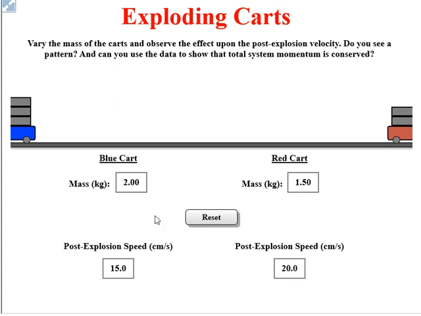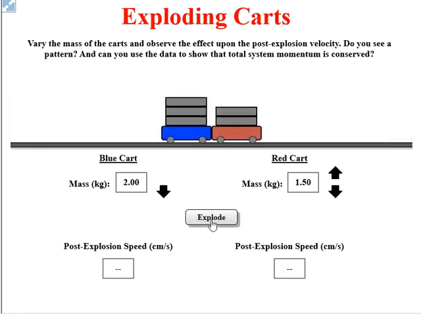So you can see that the values have changed. The blue one's gone down to a lower value. But look at the numbers. If you multiply 2 by 15, what do you get? 30. What happens if you multiply 1.5 by 20? What do you get? 30. So the magnitudes are the same. The relative size of the momentums are the same. It's just that one's going in the opposite direction. So the red cart again will have a negative momentum and the blue cart will have a positive momentum, but they'll both add up to 0.